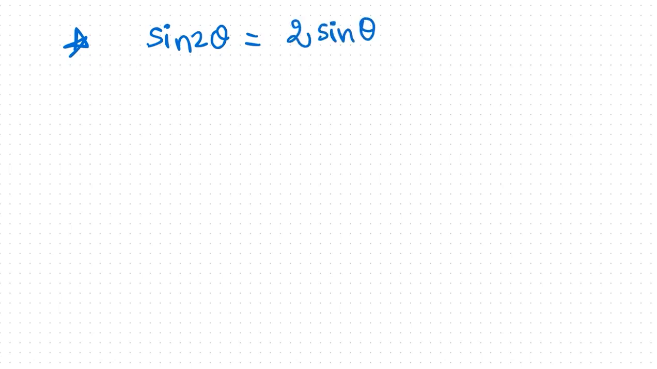2 sine theta multiplied by cos theta. We are on page number 3. Okay, this is right: 2 sine theta cos theta. Yeah, this is an important formula, and this is relevant.